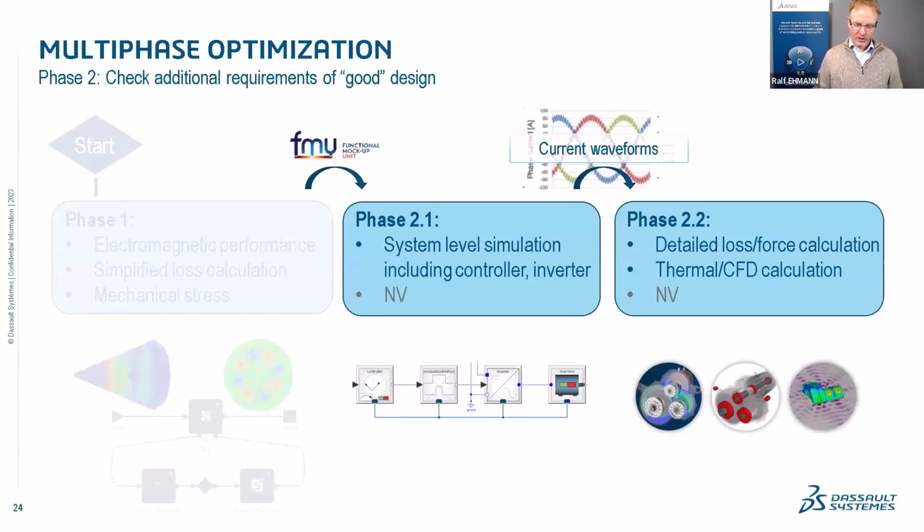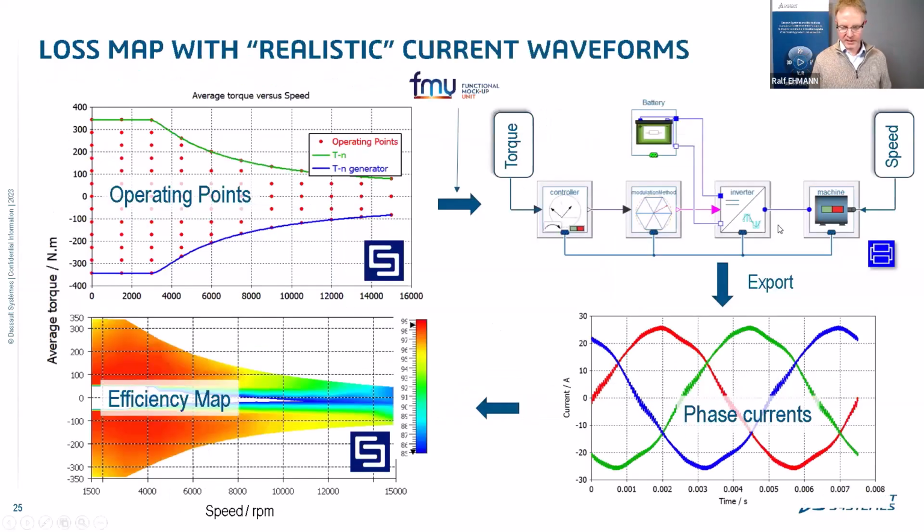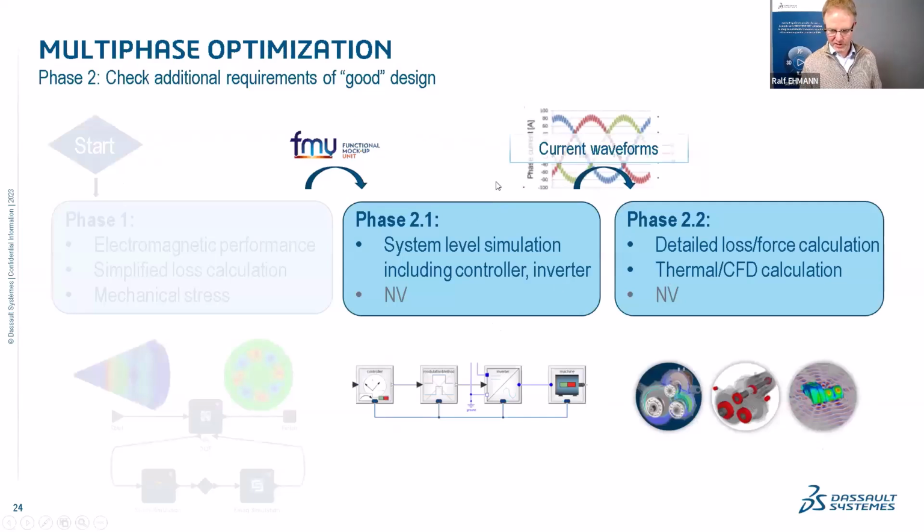Okay, so what comes out of it could be the current waveforms. And the current waveforms are important, let me go back, especially for the phase 2.2, because the higher harmonics in the current lead to additional losses. And if you want to drive a thermal analysis, you need to have accurate loss description. Otherwise, you miss an important aspect of the whole analysis.